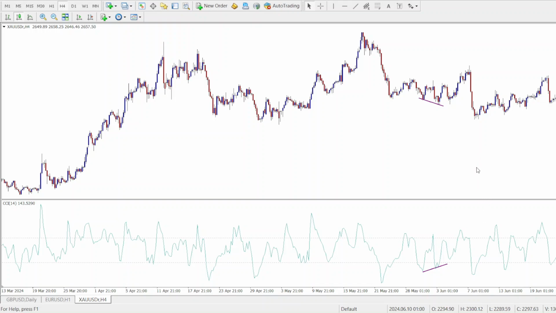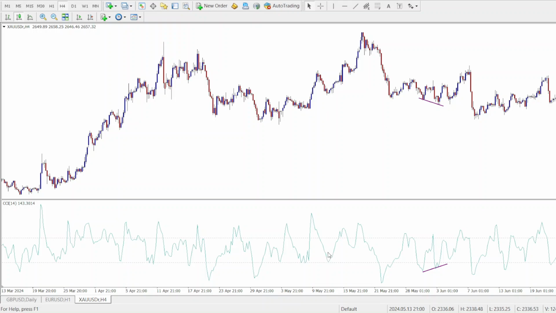When price is making a lower low but CCI is making a higher low, this suggests that the downward momentum is weakening and a bullish reversal may be coming. And you see shortly afterwards, the price went up for a bit. Now for a bearish divergence, it's just the reverse. When price is making a higher high and the CCI is making a lower high, it signals that the upward momentum is fading and a bearish reversal might occur soon. So it's just the opposite.